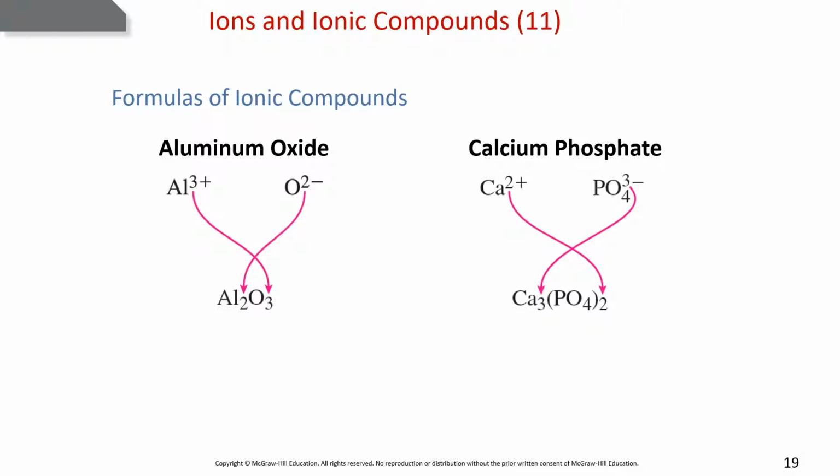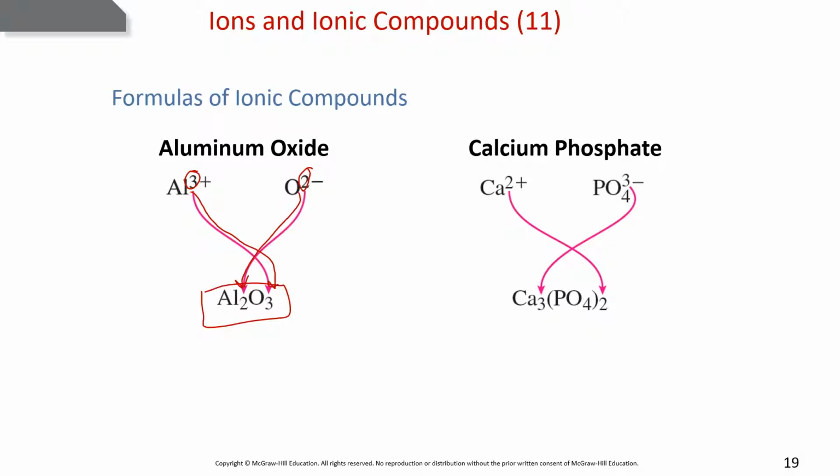So the simple trick is to do what I call a switcheroo. The number only from the other thing gets put with the previous thing. So what do I mean by that? The 3 only, not the plus, just the number 3, goes to the oxygen, and the 2 goes to the aluminum. So that tells us that there are 2 aluminums and 3 oxygens present in this compound.